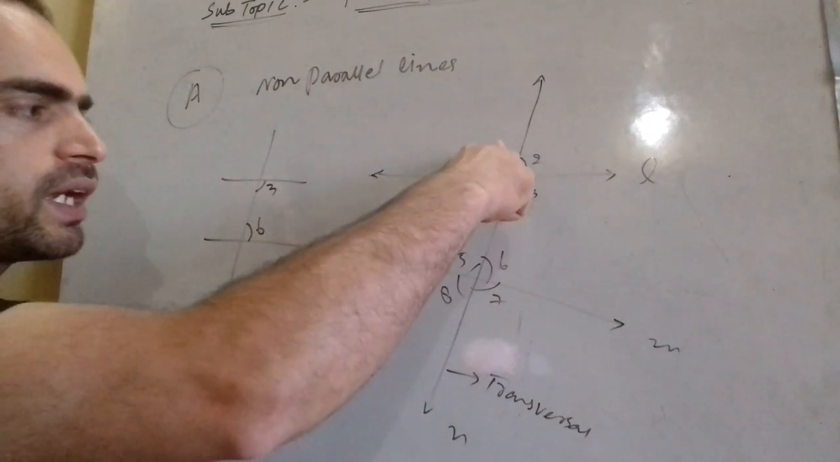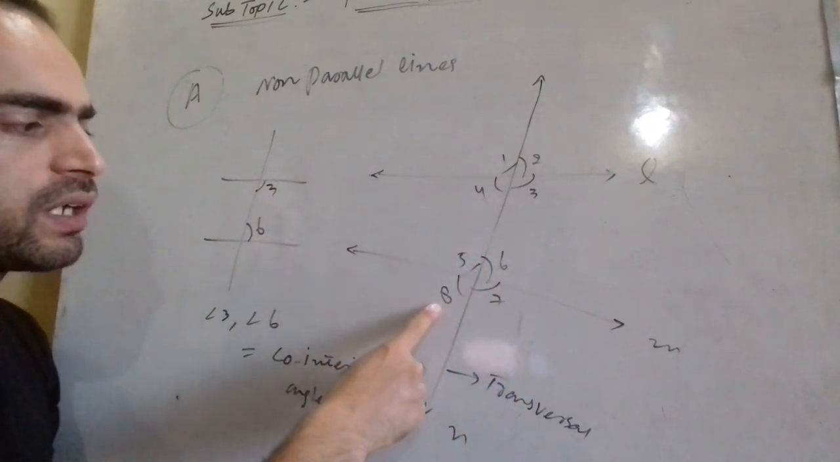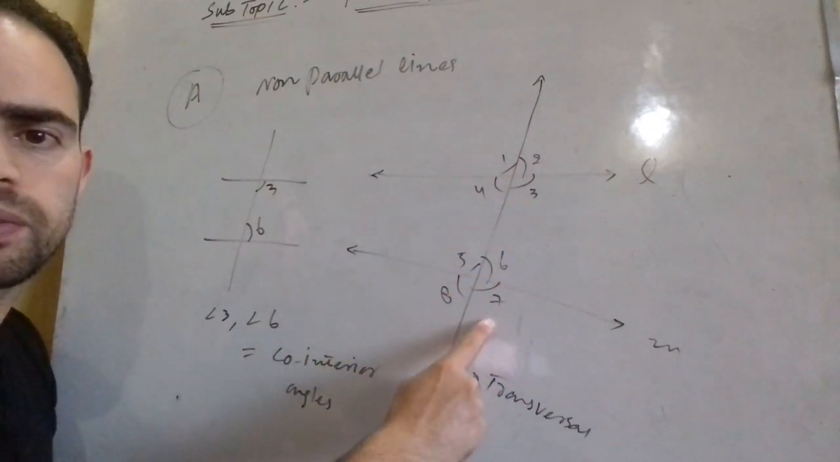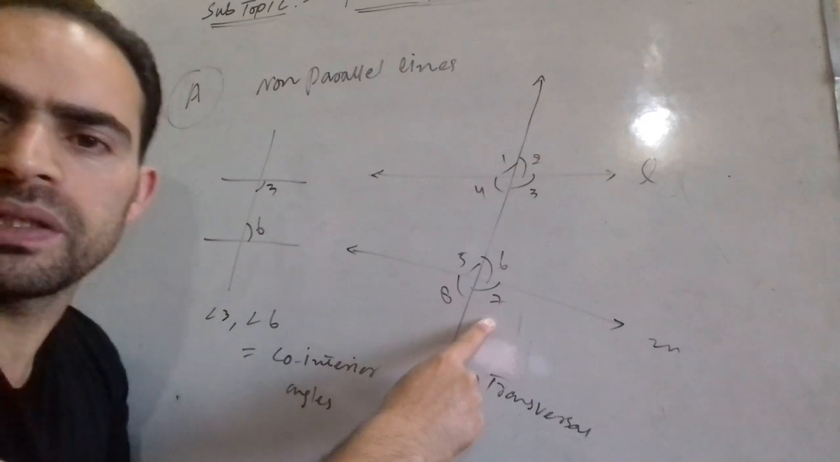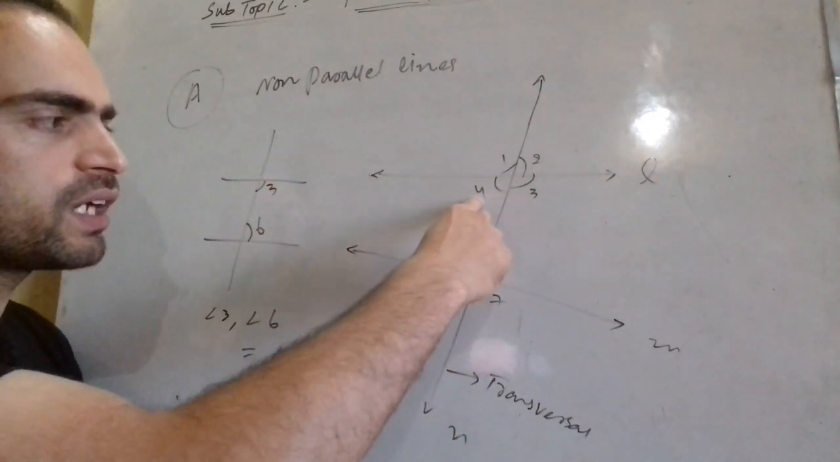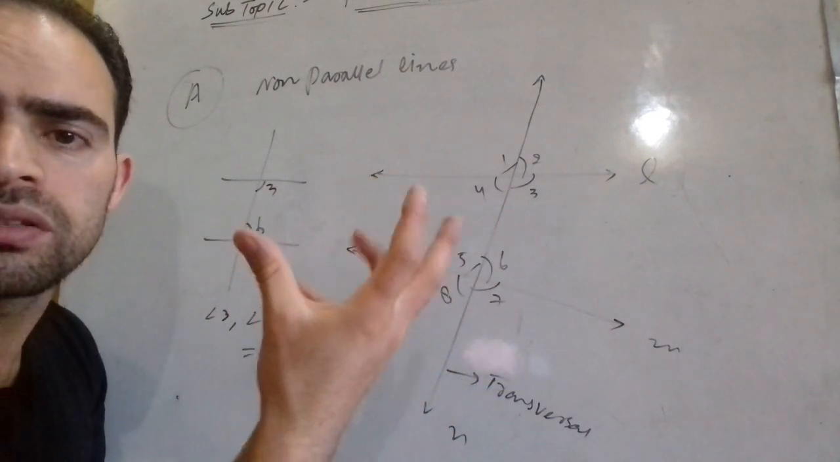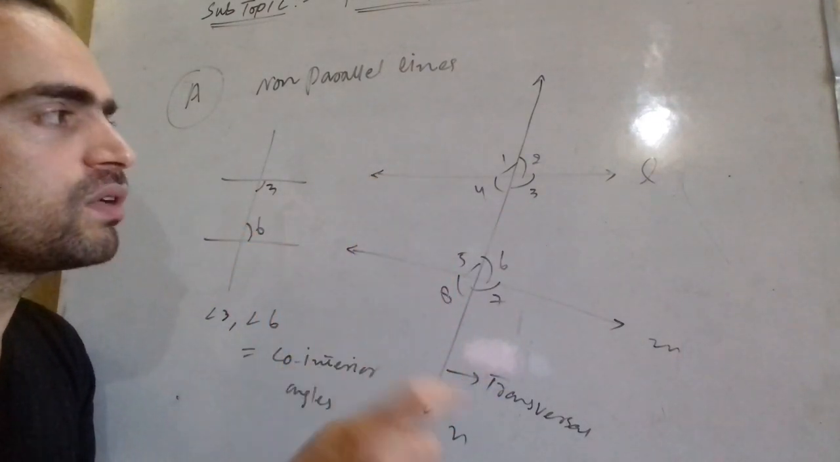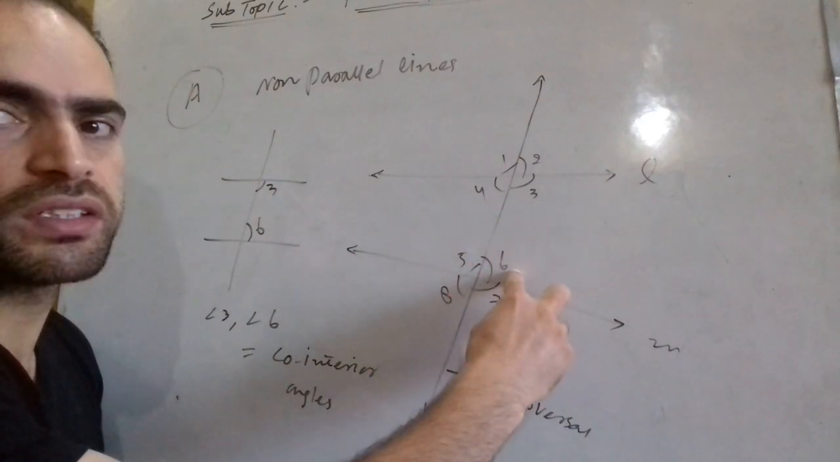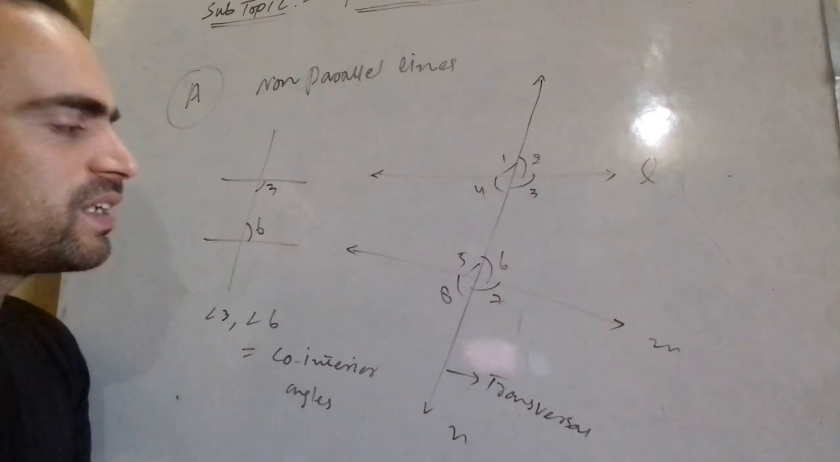I will repeat. Angle 1, angle 5 corresponding angles. Angle 2, angle 6 corresponding angles. Angle 4, angle 8 corresponding angles. Angle 3, angle 7 corresponding angles. Good. So how many pairs of corresponding angles are there? 4. Now alternate interior angles: angle 4, angle 6, and angle 3, angle 5. These are two pairs of alternate interior angles. Now one more, 3, 6. These are co-interior angles. Similarly 4, 5. These are co-interior angles.